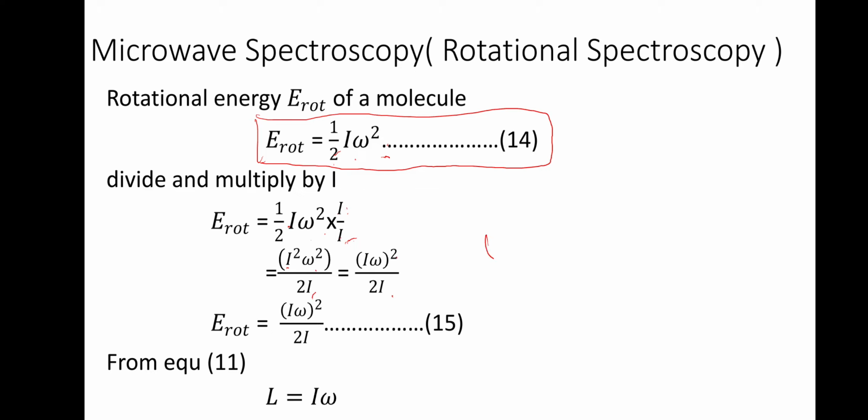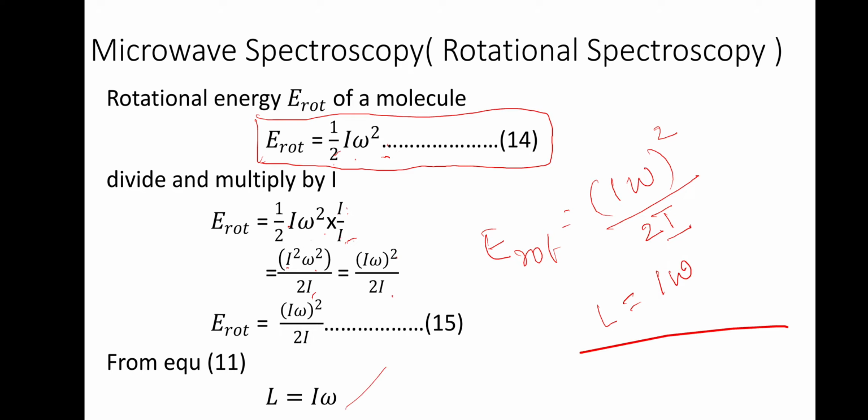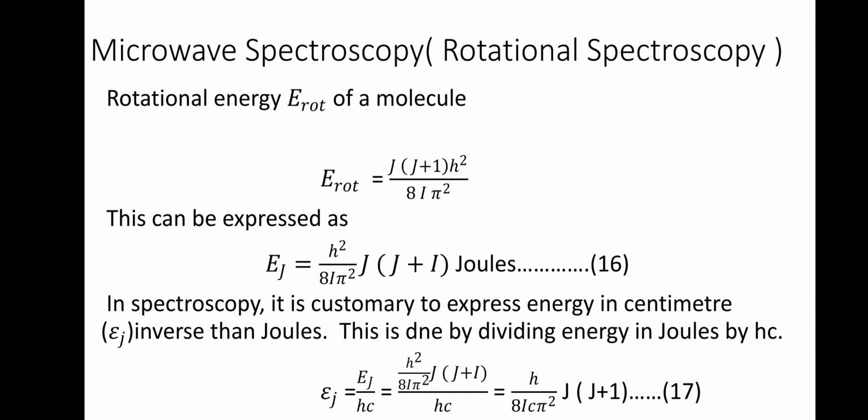So for rotational energy E, we got an expression: moment of inertia into angular velocity the whole square divided by 2 into moment of inertia. Okay, now we have already, according to classical mechanics, we know L is equal to I omega. Okay, so this is the one.